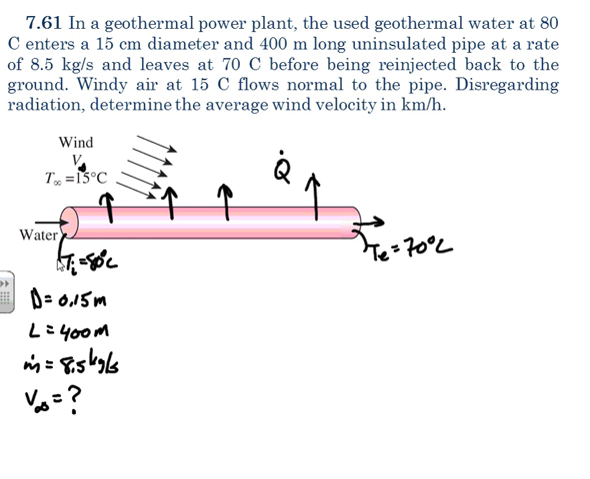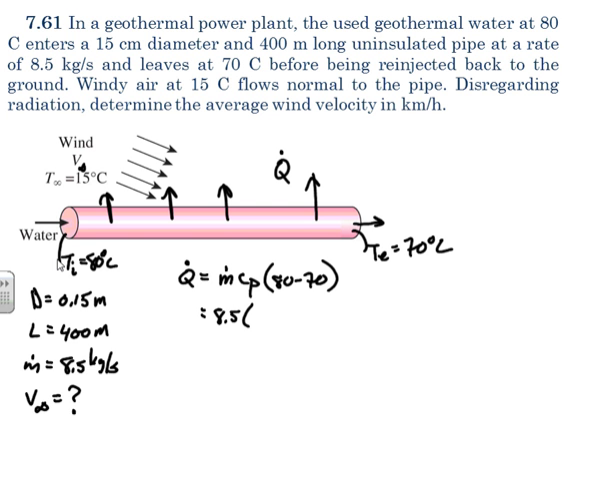Okay? So we can determine how much heat we've transferred to the air, because this pipe is an open system, and we recall for an open system that Q dot is equal to m dot times Cp times the temperature change. So we go from 80 down to 70. This is the amount of energy that has been lost in the water, because it has lost 10 degrees. So that's equal to 8.5.